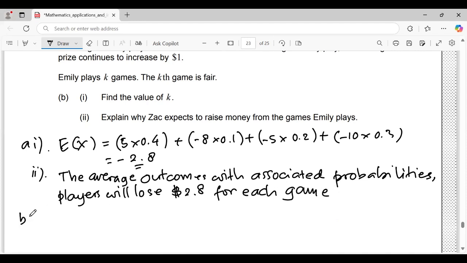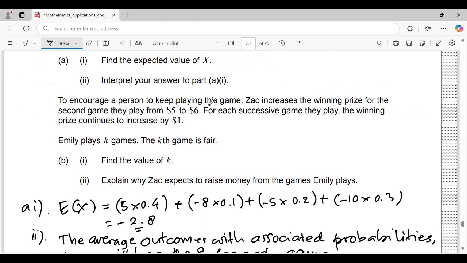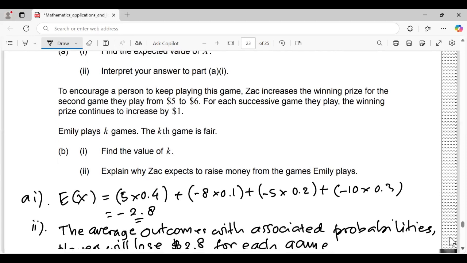Next, part B. To encourage a person to keep playing this game, Zach increases the winning price for the second game they play from $5 to $6. For each successive game they play, the winning price continues to increase by $1. Emily plays k games. The k games are fair. Find the value of k.